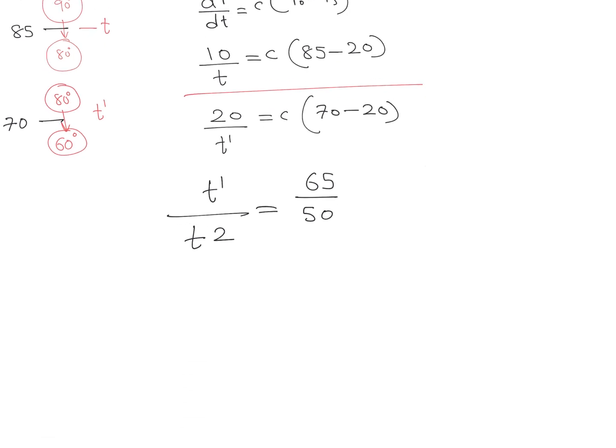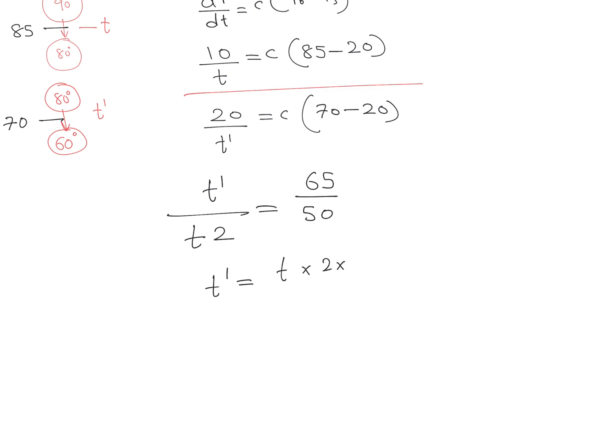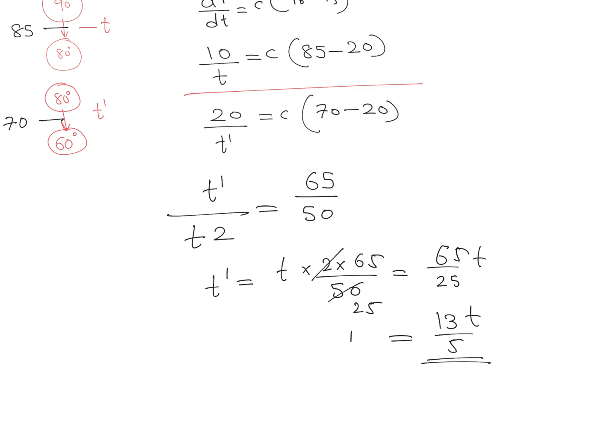So we can find the value of t dash in terms of t. That is t dash equals t into 2 into 65 divided by 50. If we cancel this 2 and this 50, we get 25, so it is 65 divided by 25 into t. Further dividing by 5, we can write 13t divided by 5. So this will be the value of t dash.